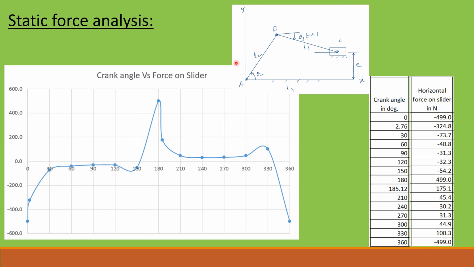So we have considered a constant torque T in clockwise direction. For any angle theta 2 between 0 and 150 degrees, the slider tries to move towards right, that is the force on the slider will be towards right, that is a negative P. After 150 degrees, that is from 150 to 330 degrees, when torque is given, that will move the slider towards left, that means the force P is positive, that means P is acting towards left.